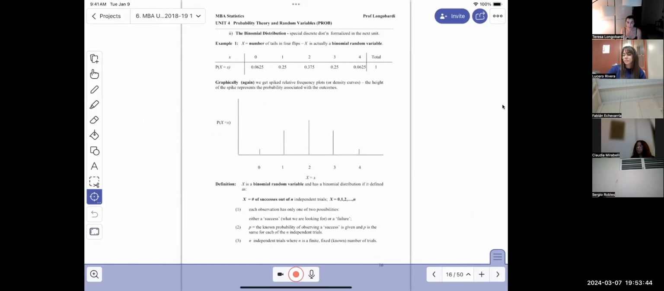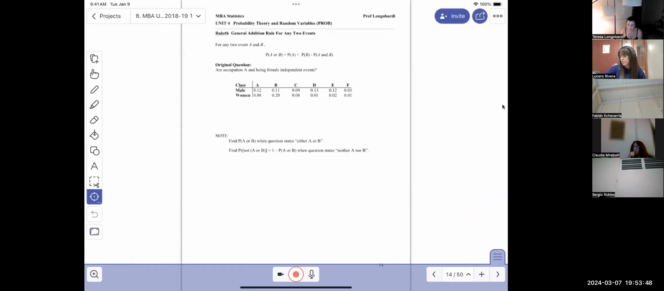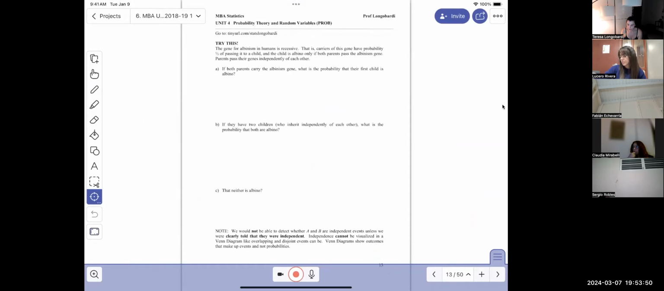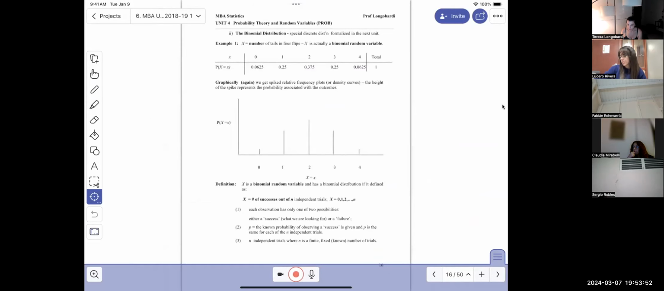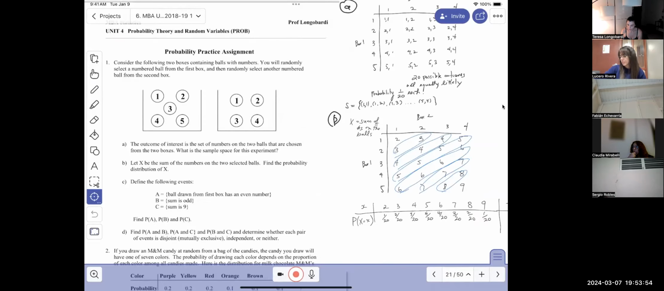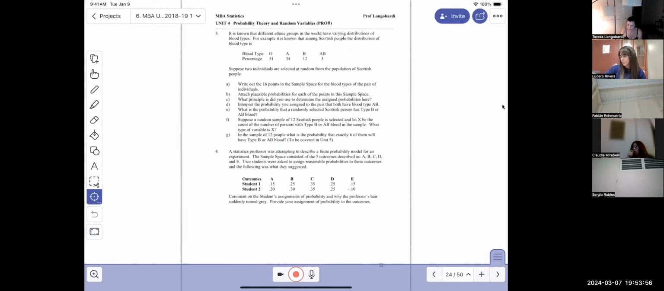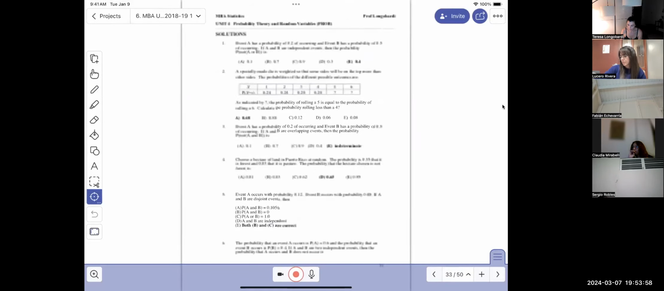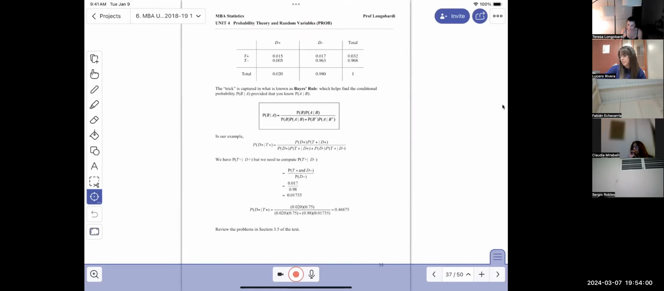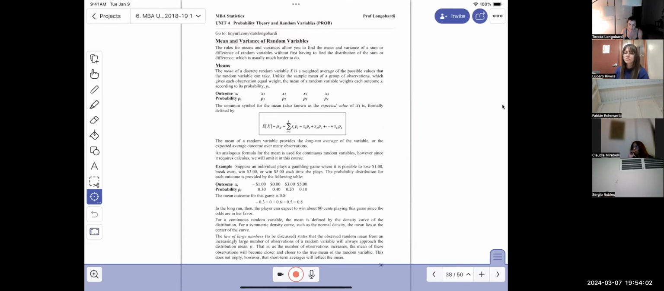First, I do the probability rules. Then I review the types of probability distributions you will see in this course. Then I do Bayes' rule for a very short time. So this is all just review of probability rules. And then I do this. I spend the rest of the unit talking about rules for means and variances of random variables.